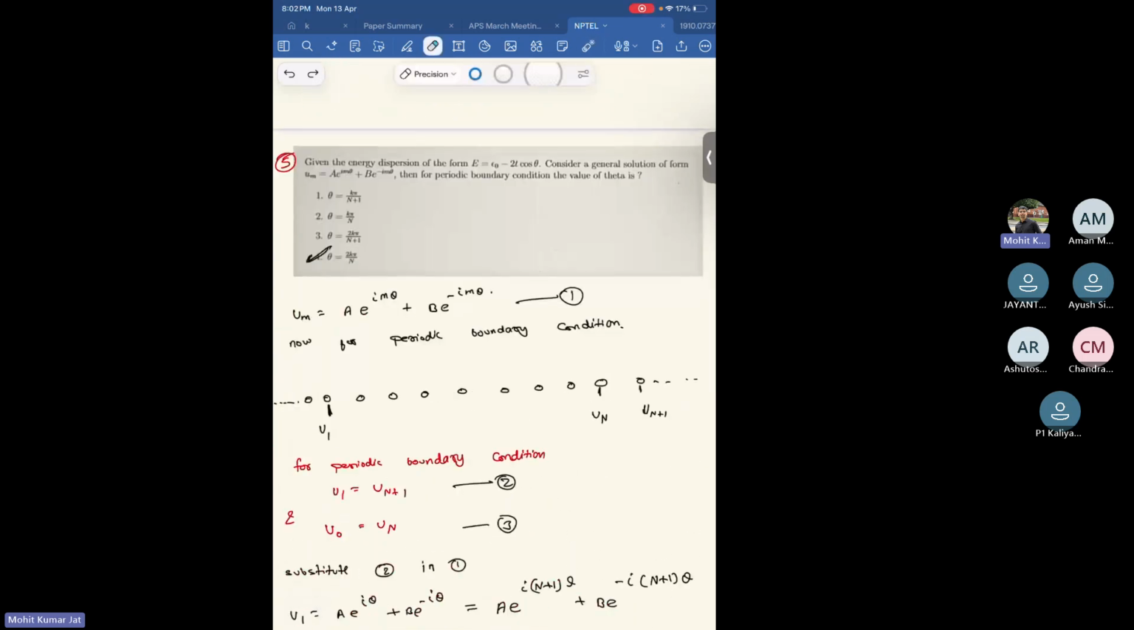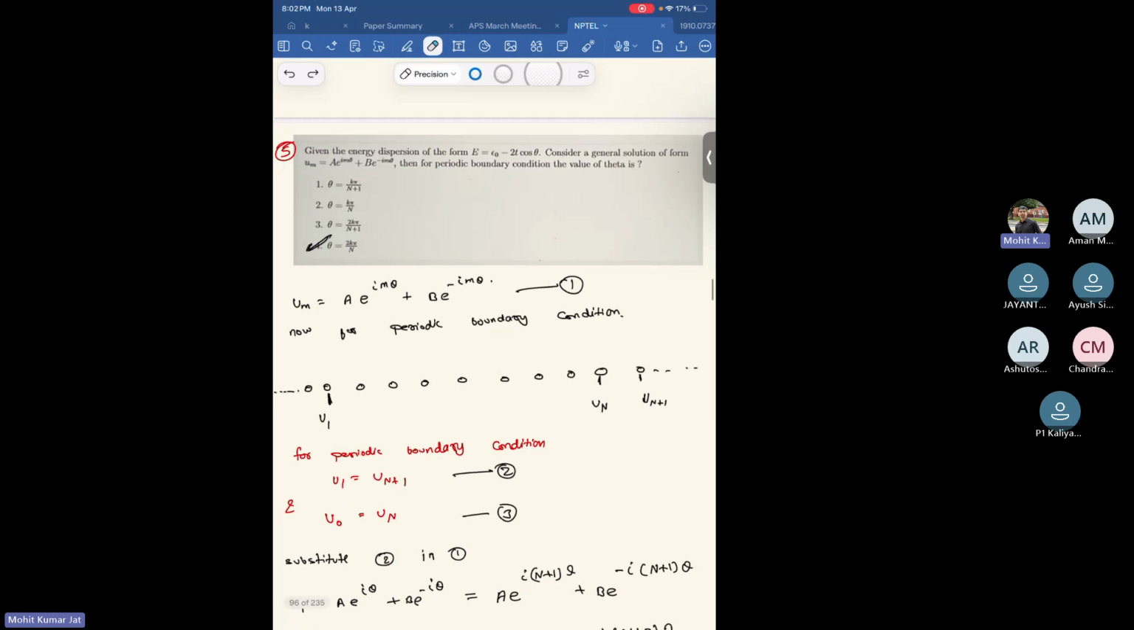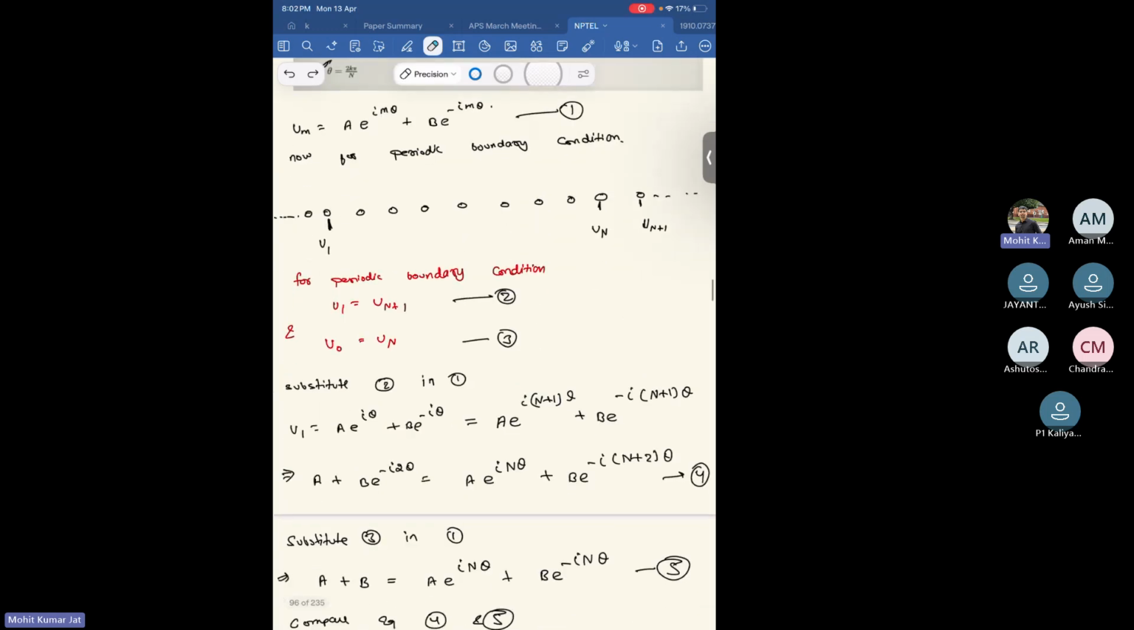And then the next question is, given the energy dispersion of the form E equals epsilon naught minus 2t cos theta, consider a general solution of the form that is also given. Then for periodic boundary condition, what is theta? For periodic boundary condition, what does it mean? It means u1 is u(n plus 1) and u0 is un, right?